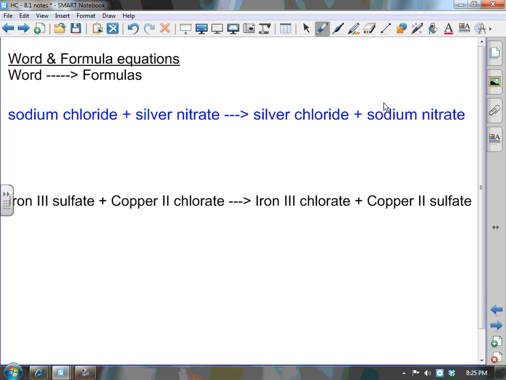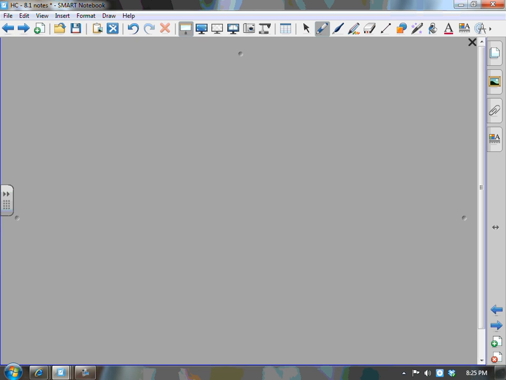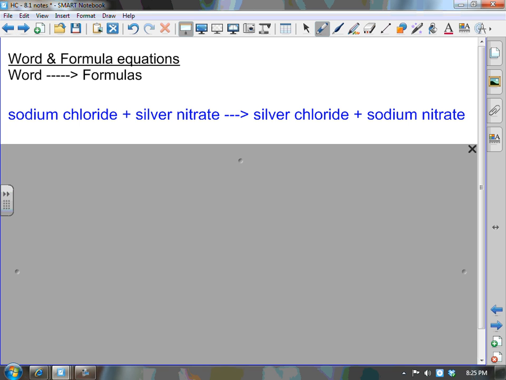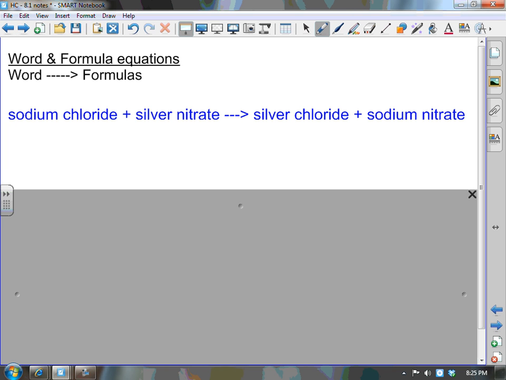All right, so first thing, we're going to take word equations, okay, and we're going to change them into formula equations. So what we'll have here is a chemical reaction that's in its word form, and we have to be able to change those words into formulas. So look at the first example here. Sodium chloride plus silver nitrate forms silver chloride plus sodium nitrate. So all we're going to do is change these words, these chemical names, into their corresponding formulas.